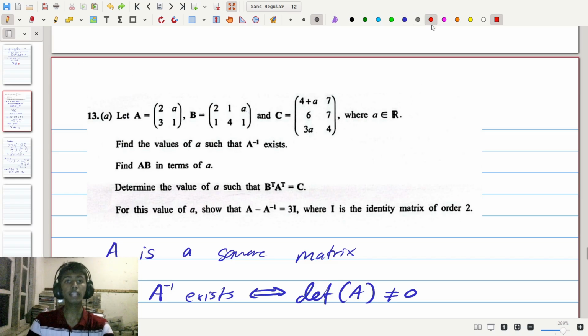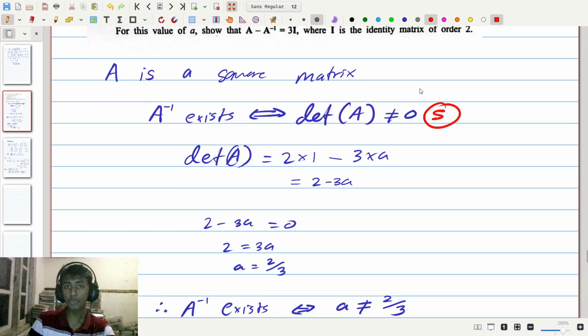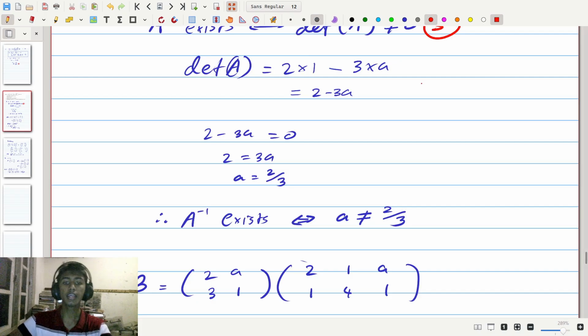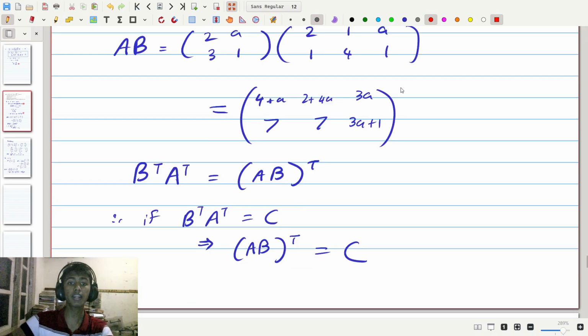So now, let's go over finally the marks involved with each of these questions. For the first part, when you say that A is a square matrix and therefore A inverse exists if and only if the determinant is not equal to 0, you're going to get 5 marks. When you then use that property to go down and say that A inverse exists if A is not equal to 2/3, you get another 5 marks. When you then do A times B and you finally get this answer here, when you do the matrix multiplication properly, you're going to get 10 marks.